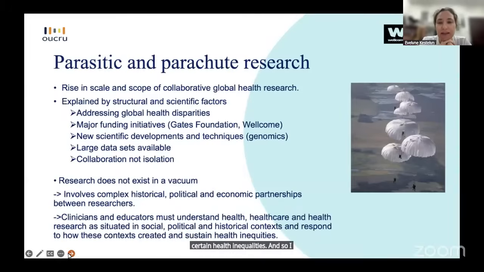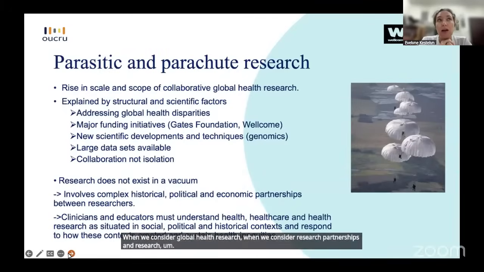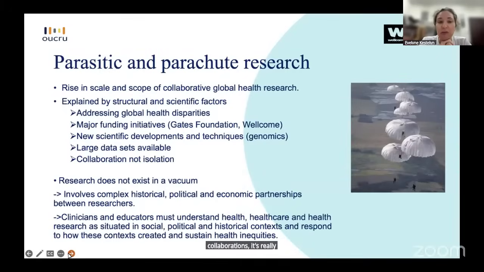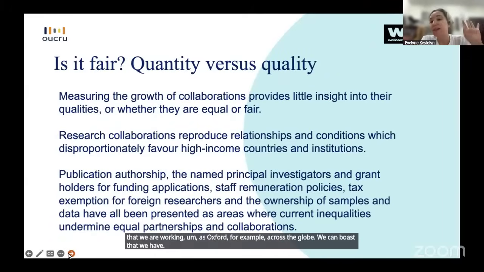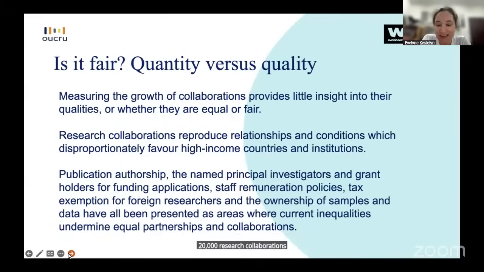And so I think this is quite high level, but when we consider global health research, when we consider research partnerships and research collaborations, it's really important to keep that in mind, because it's not only quantity, but it's also quality. So we can look at the number of collaborations. We can boast that we are working as Oxford, for example, across the globe. We can boast that we have 20,000 research collaborations, and this is just an example. This is hypothetical.